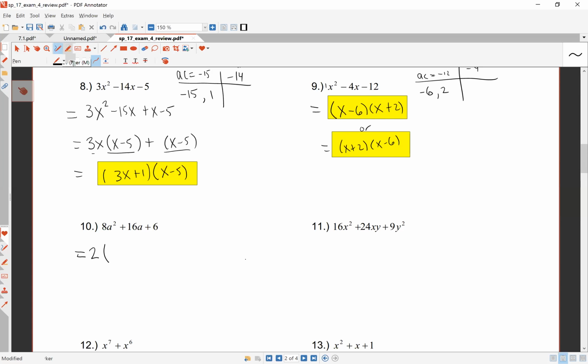Okay, back to number 10. GCF of 2, which will leave us with 4a squared plus 8a plus 3. So I factor that one using the AC method, which is 4 times 3, which is 12. That adds to 8. We got 6 times 2 is 12, and 6 plus 2, which is 8.